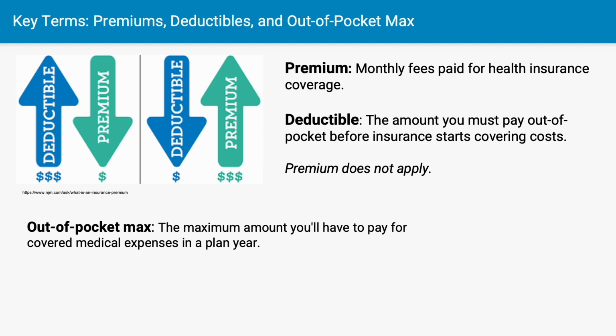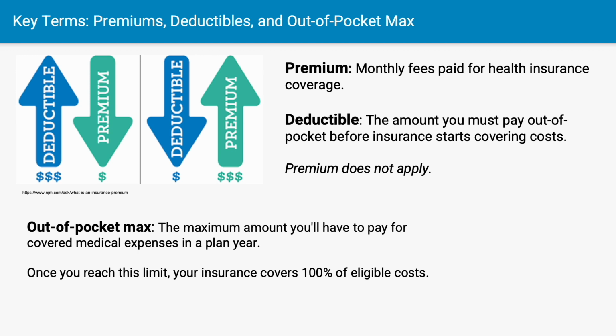Next, there is the out-of-pocket max. This is the maximum amount you'll have to pay for covered medical expenses in a plan year. So once you reach this limit, your insurance covers 100% of eligible costs. For example, if your out-of-pocket max is $5,000, think of it sort of like a safety net. Once you've spent $5,000, your insurance takes care of the rest.